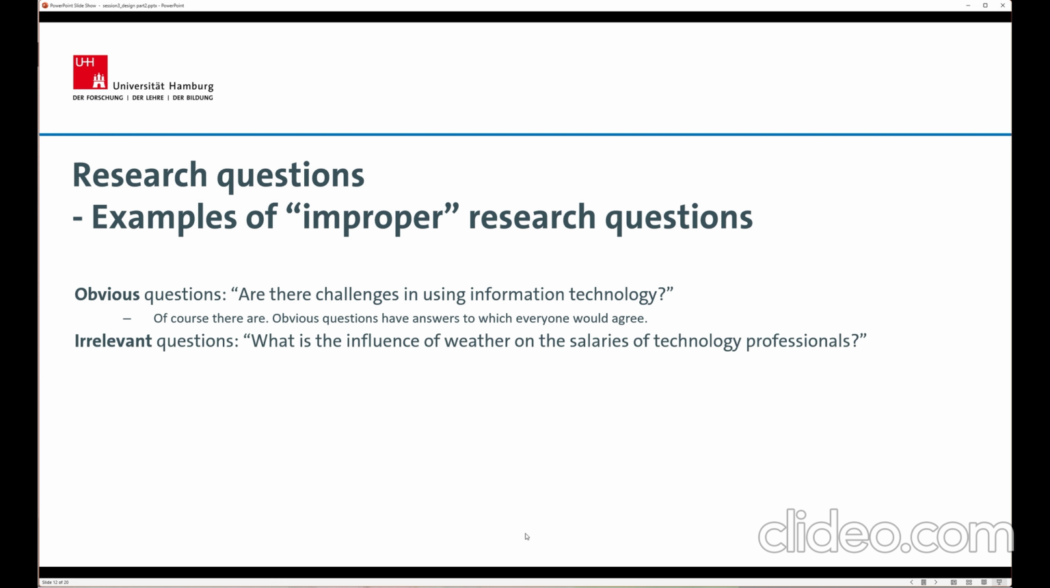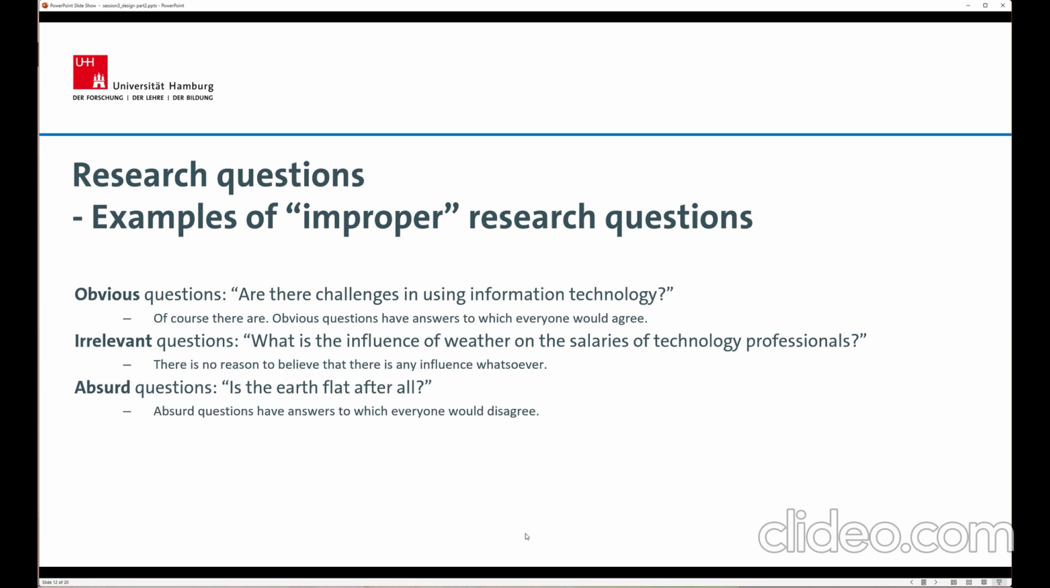The question could be irrelevant. Is there an influence of weather on the salaries of technology professionals? There is no reason to believe that there is any influence whatsoever. So not any association or potential relationship is relevant to examine. There could also be an absurd question. Is the earth flat after all? Absurd questions are questions where we know what the answer is, and it is an answer everyone would disagree with. It's an absurd question to ask and therefore also irrelevant.